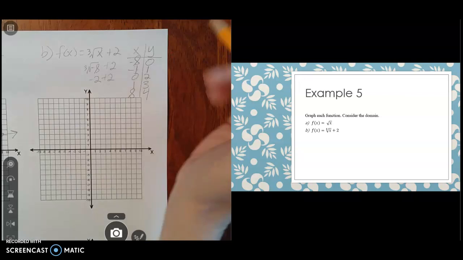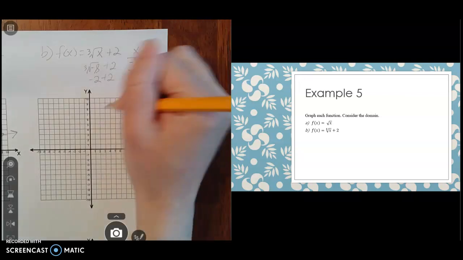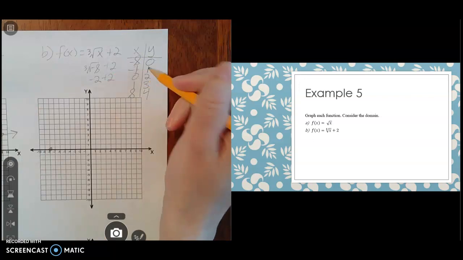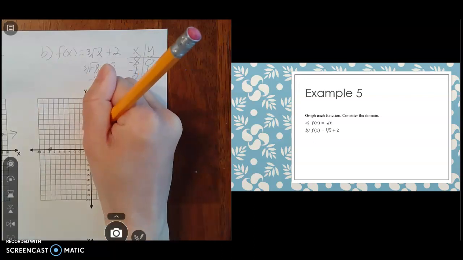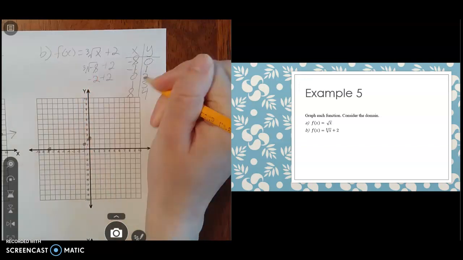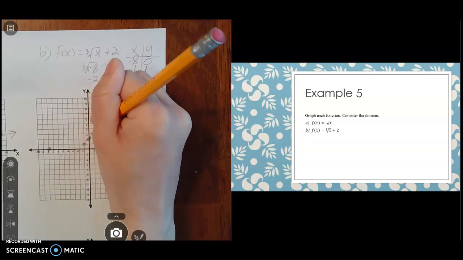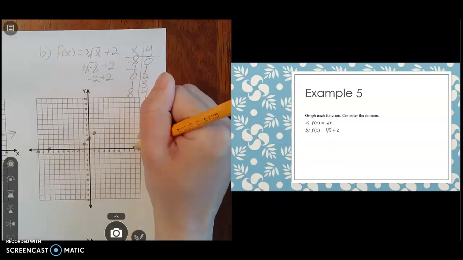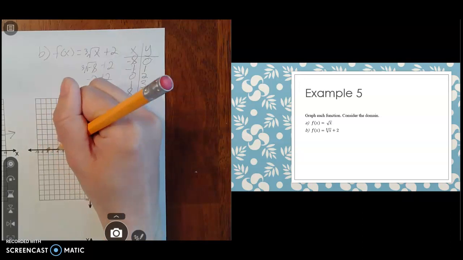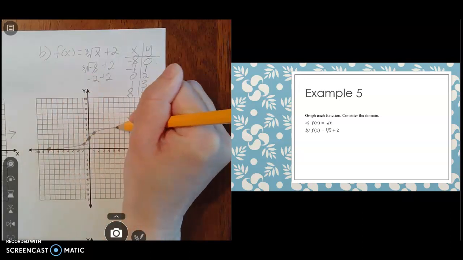Let's go ahead and plot our points. So we've got the point negative 8, 0. We have the point negative 1, 1. We've got the point 0, 2. We have the point 1, 3. And the point 8, 4. Okay? So if I connect the dots, kind of looks like this.